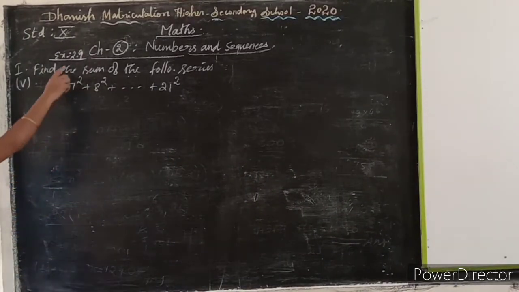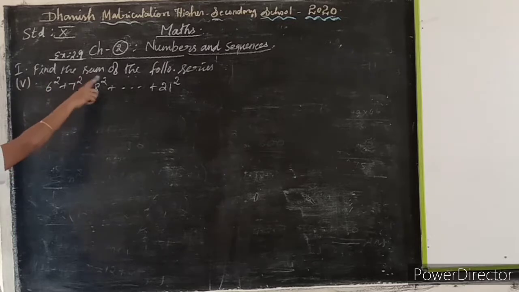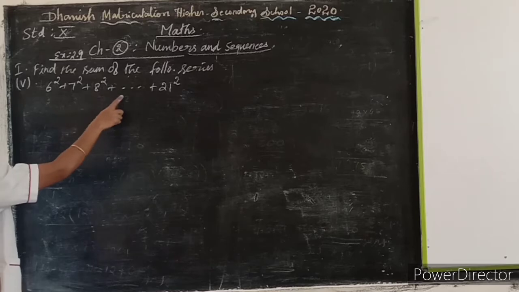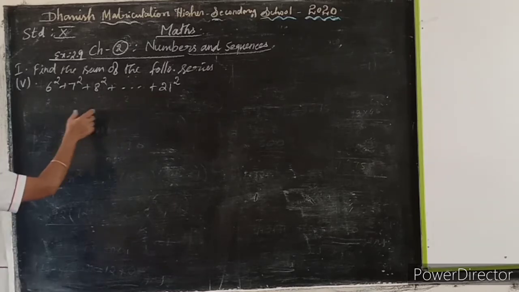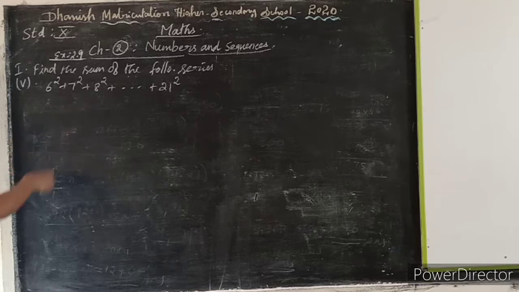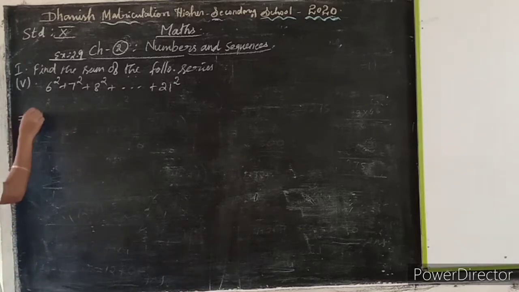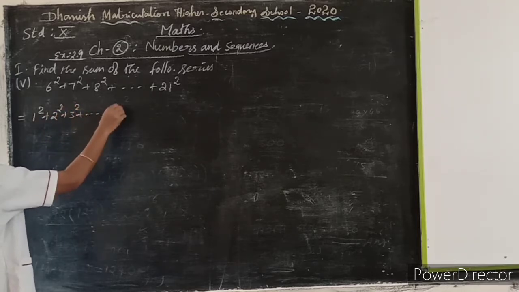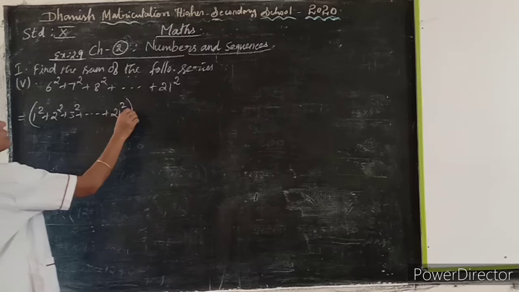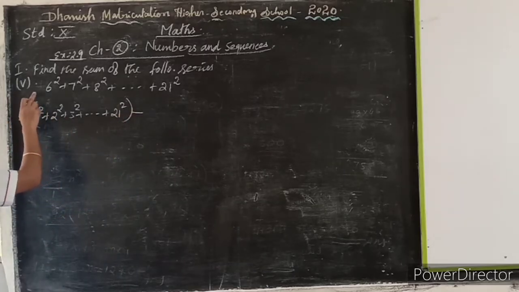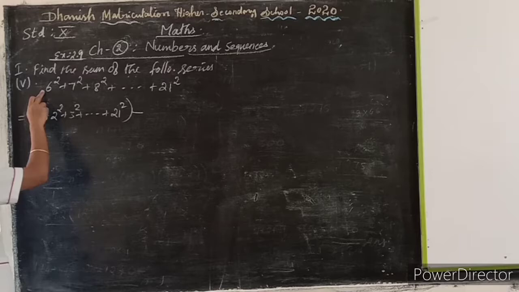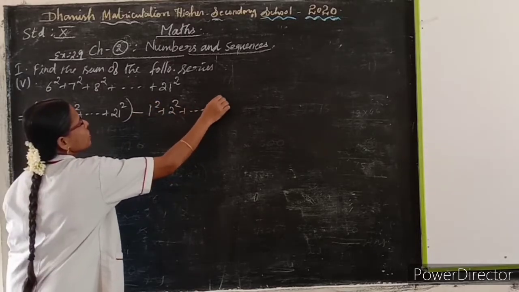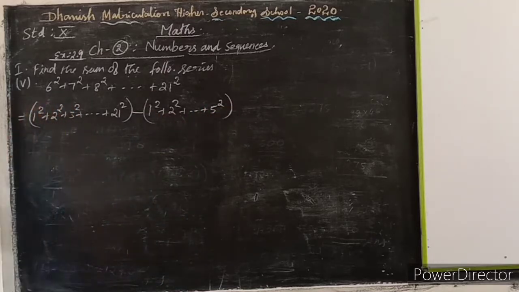Now from exercise 2.9, question number 1, find the sum of the following series. Fifth subdivision: 6 square plus 7 square plus 8 square plus etc. up to 21 square. First rearrange the given series: 1 square plus 2 square plus 3 square plus etc. up to 21 square. Subtract the unwanted terms: 1 square plus 2 square plus 3 square plus 4 square plus 5 square. That is, 1 square plus 2 square plus etc. up to 5 square. This series is unwanted.